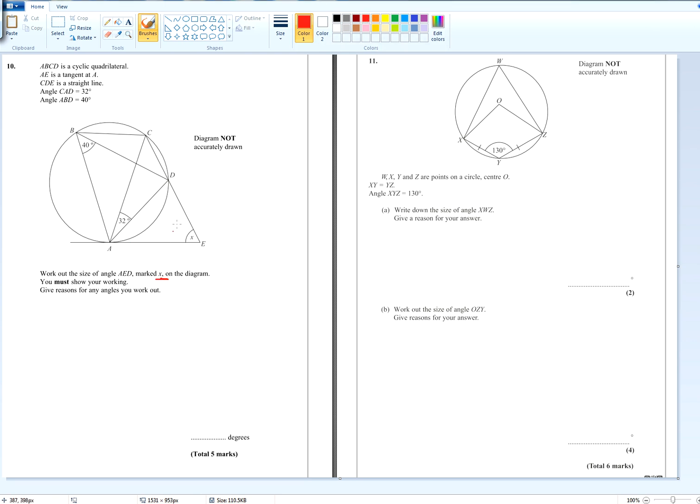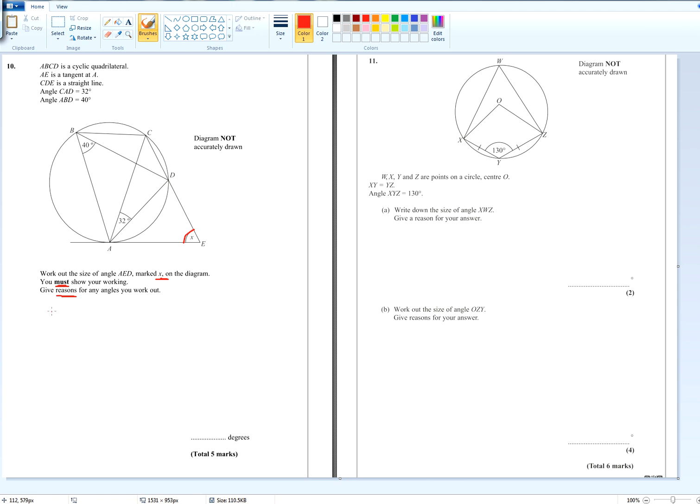Okay. You've got to work out this angle here. You must show your working. Give reasons for any angles you work out. Okay, are we happy with that? So let's start working out the questions. What are we going to do, folks? What do we know straight away? What can we start filling in?